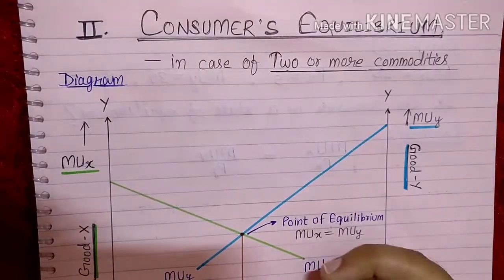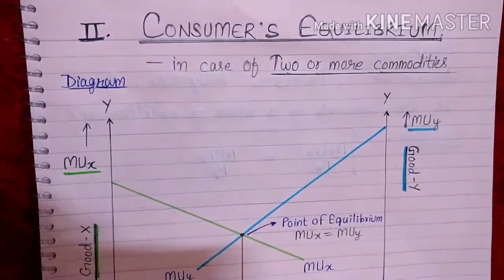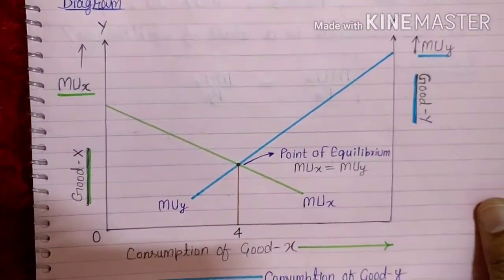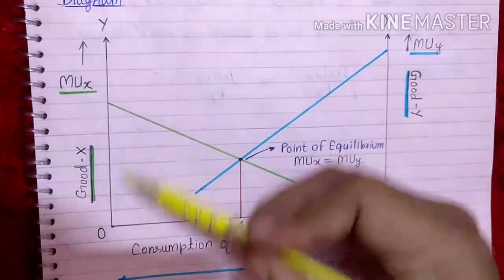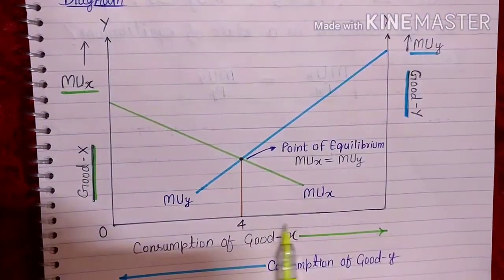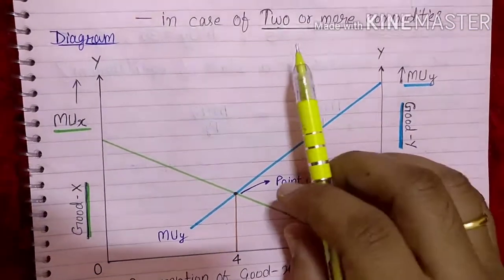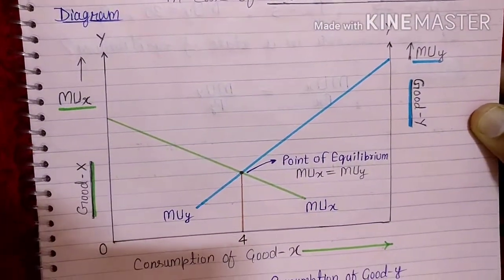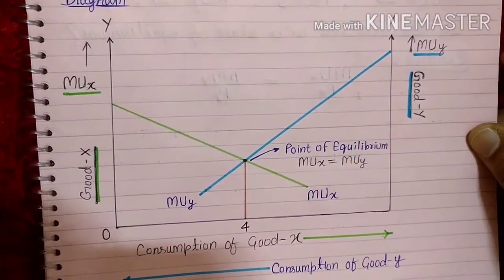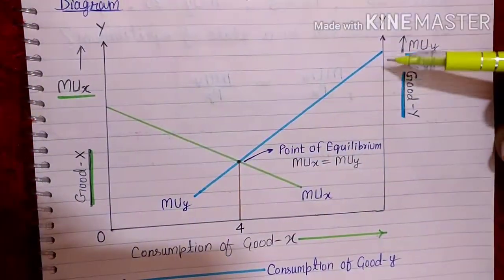Now we will learn the consumer's equilibrium in case of 2 or more commodities with the help of a diagram. So what we have done, just check here. This is our diagram. Here is the y-axis, and here downside, the x-axis. Now one more y-axis is also there, because right now we are talking about 2 or more commodities. So right now we are thinking that we are going to purchase 2 commodities, that is commodity X and commodity Y. So here good X and at the right side good Y.